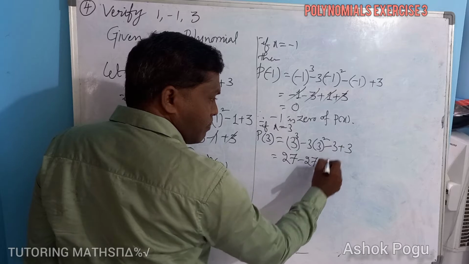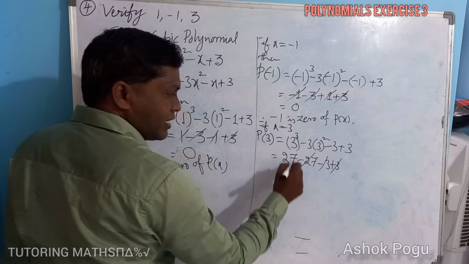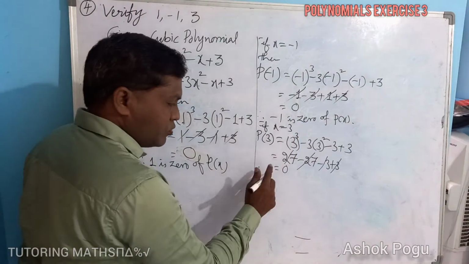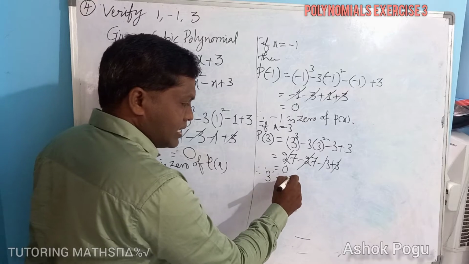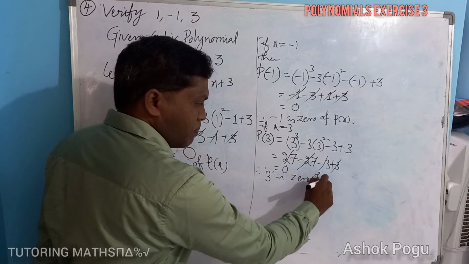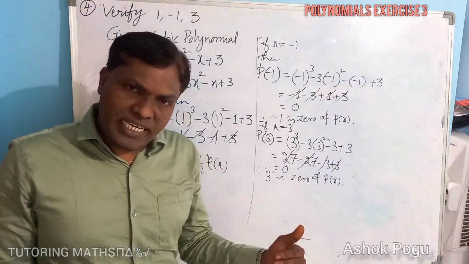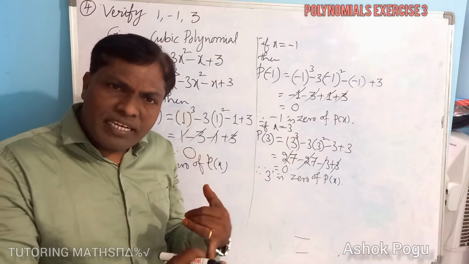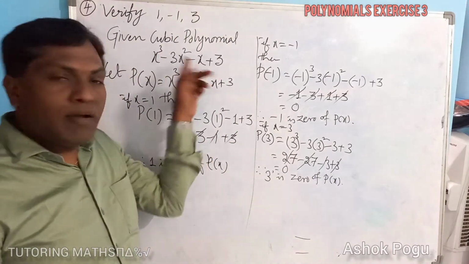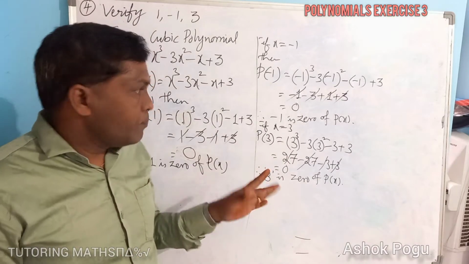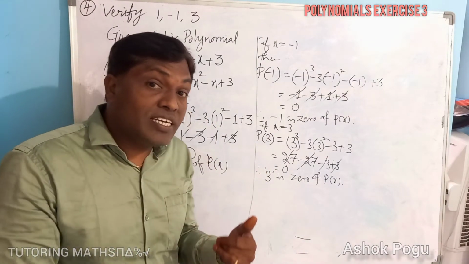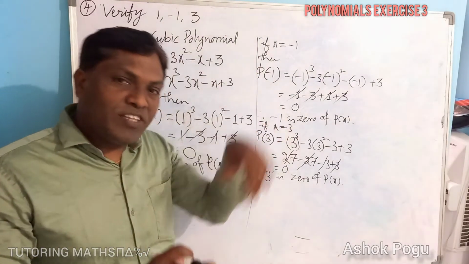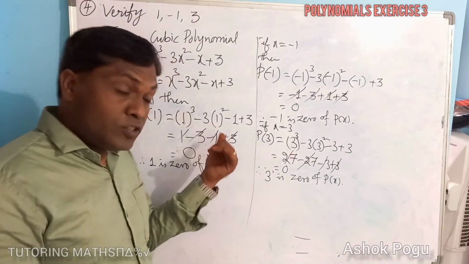And minus 3 plus 3. Minus 3 plus 3 minus 27 plus 27. We got 0. So therefore, what is substituted? 3 is substituted. 3 is a zero of p of x. We have checked all the three values: 1, minus 1 and 3. All the three values are zeros of this cubic polynomial. It is verified. Okay. Now let us check the relation between these zeros and also the coefficients of this polynomial. Yes, let us do that.